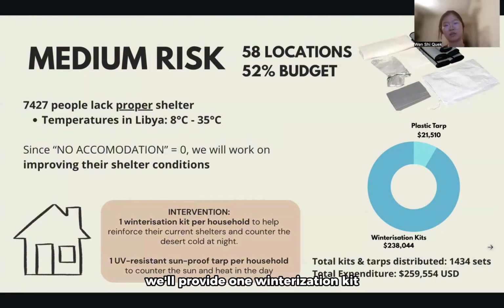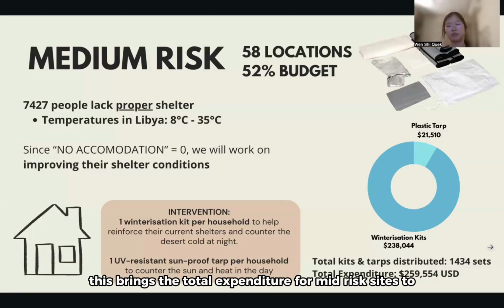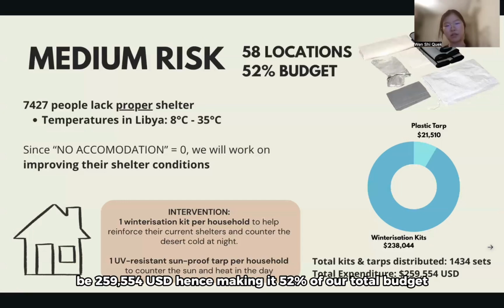We'll provide one winterization kit and one tarp per household with a 10% buffer to account for defects or larger families, distributing a total of 1,434 kits and tarps. Each winterization kit costs $166 USD. Each plastic tarp is $15 USD. This brings the total expenditure for mid-risk sites to be $259,554 USD, hence making it 52% of our total budget.